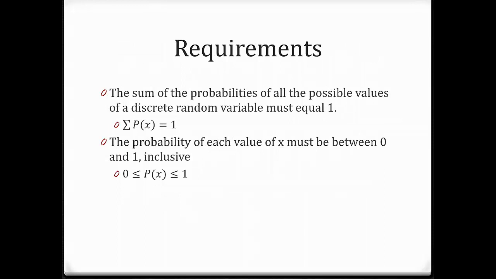So if we were going to talk about a probability distribution, the sum of the probabilities of all the possible values of a discrete random variable must equal 1. Okay, so we're talking decimals and fractions, so they're all going to equal 1. I don't know if I've talked about this symbol yet. This is sigma. This just means added up, so it means sum. The probability of each value of x must be between 0 and 1 inclusive, so it's always got to be between 0 and 1. We're talking fractions and decimals.